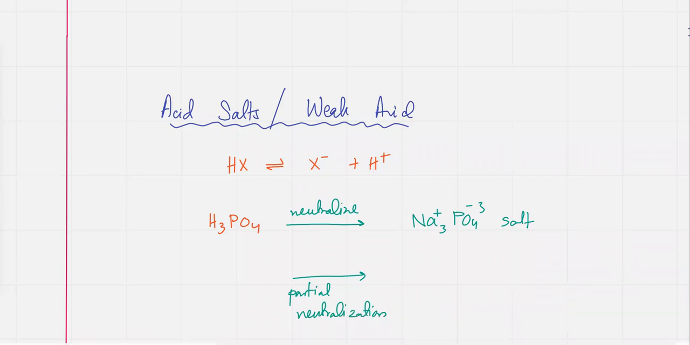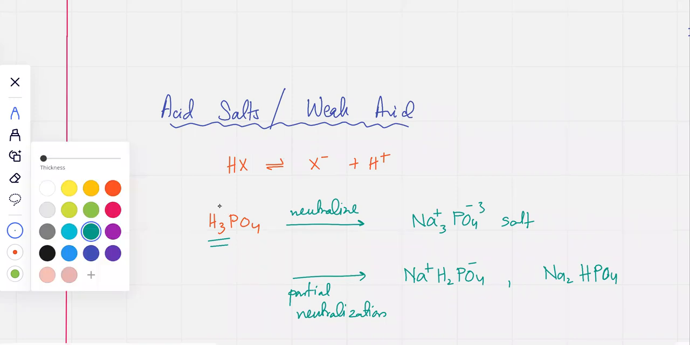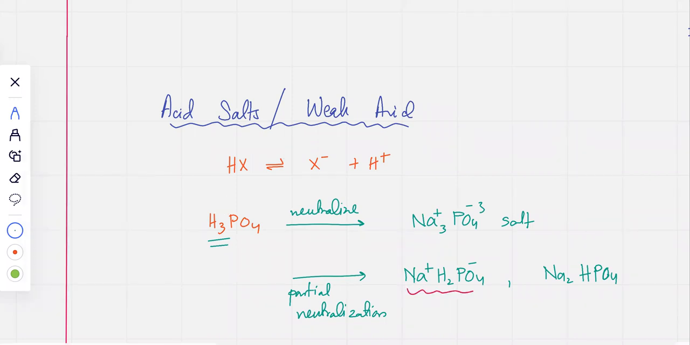which basically means that out of the three H plus 1 ions that you have over here, not all of them are going to get neutralized or replaced by sodium ions. So maybe out of the three, one gets replaced by sodium, and the rest of the H plus 1 are still intact. Or maybe two of the H plus 1 get replaced by sodium, so it becomes Na2, and only one H is left. So these are known as acid salts, and the reason they're known as acid salts is because they are still capable of producing H plus 1 ions.